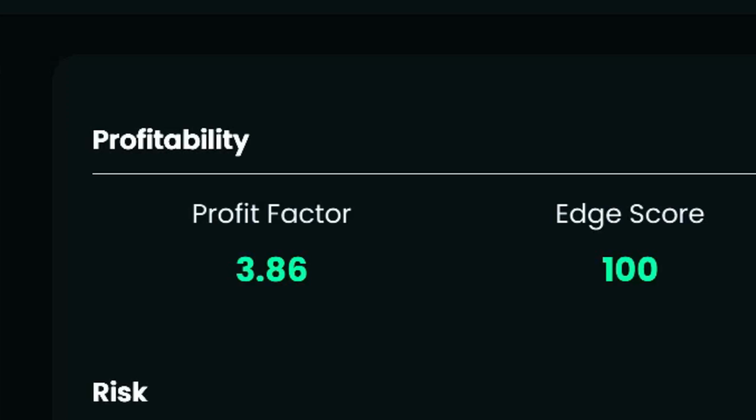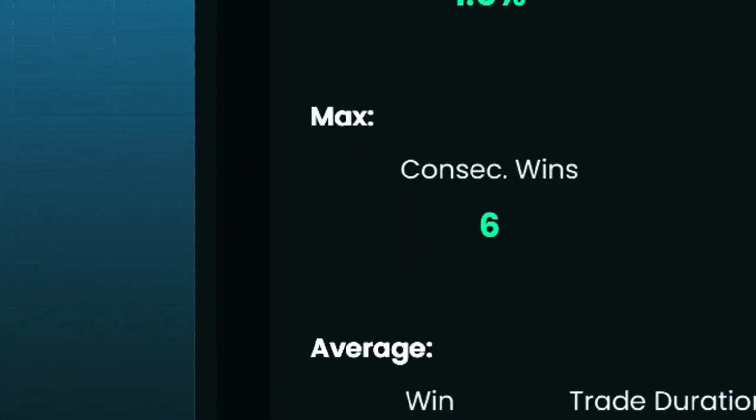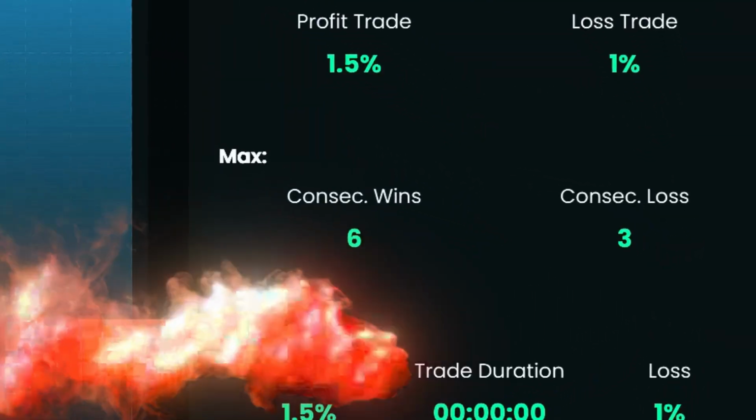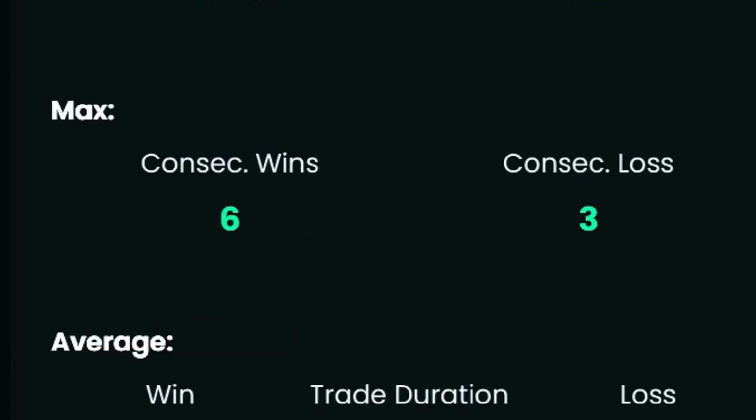Now let's talk about consecutive wins and losses. During our backtesting, we experienced 6 consecutive winning trades at one point, which is a testament to the strategy's effectiveness. On the flip side, we also had 3 consecutive losing trades, which serves as a reminder that even with a solid strategy, losses can and will occur.